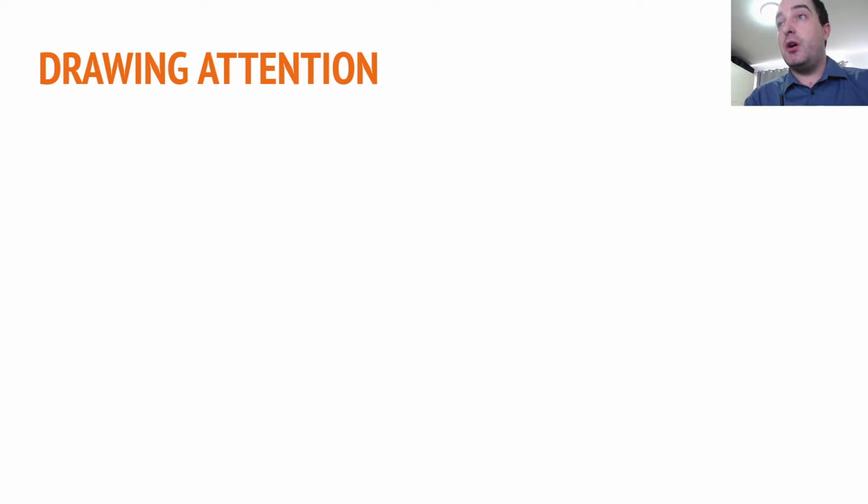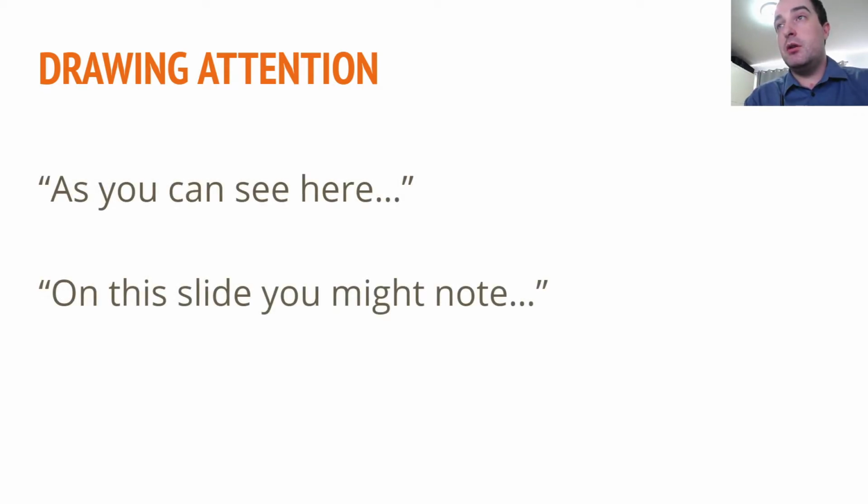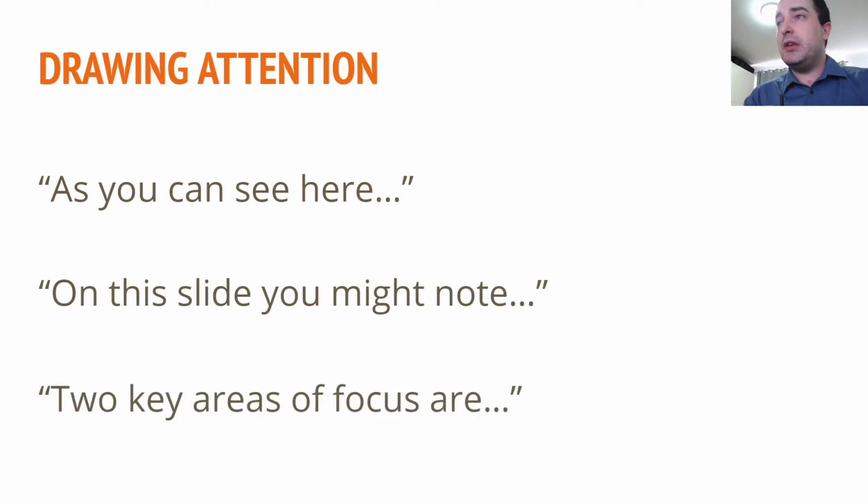A presenter would often say, "As you can see here," "On this slide you might note," or "Two key areas of focus are." By signaling our listeners in this fashion, they can be aware that important information is coming and that they should take note of it.